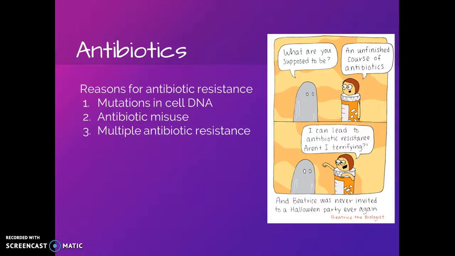The problem is, we know that bacteria are evolving and many are becoming antibiotic resistant. Mutations happen. When we fail to take all of our antibiotics, we actually encourage the growth and reproduction of resistant strains, and some are actually becoming resistant to many antibiotics.